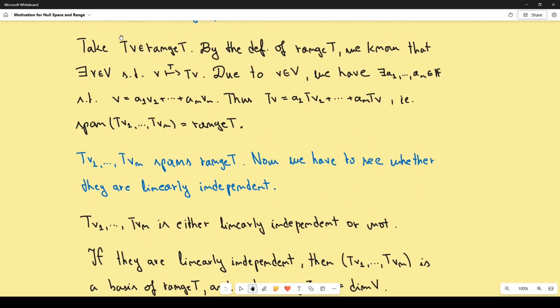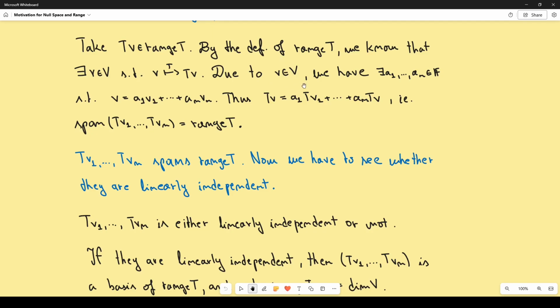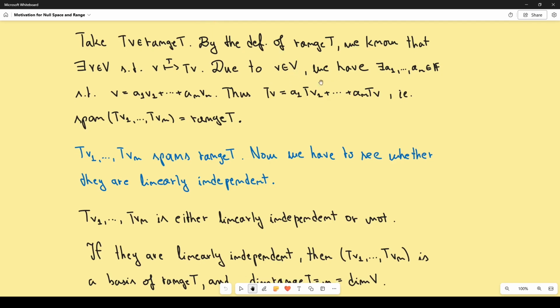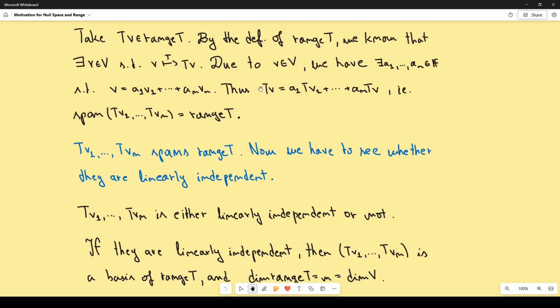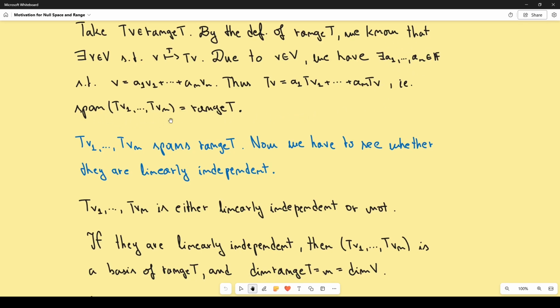Take any arbitrary Tv from our range. By the definition of range, we know that there exists some v in our original space such that that v gets mapped to Tv. Now, due to v being an element of our vector space V, and V being finite dimensional, we have that there exist these scalars over here such that we can express v as a linear combination of our basis vectors. Thus, when we apply T to this, we get the following expression. So, whatever Tv I pick, I can write it as a linear combination of these vectors. The scalars are always there. So, the span of this list is indeed range T.